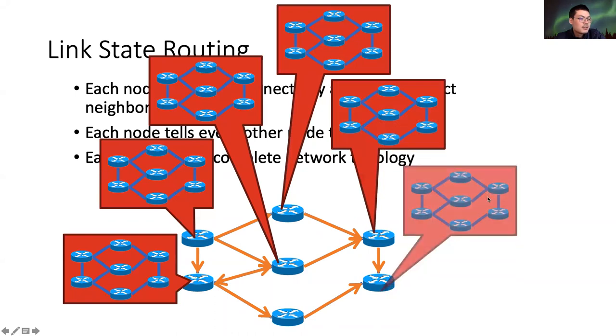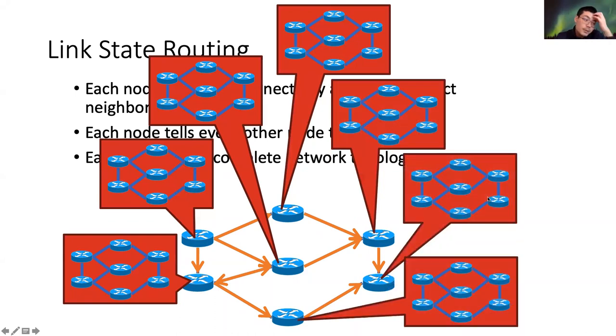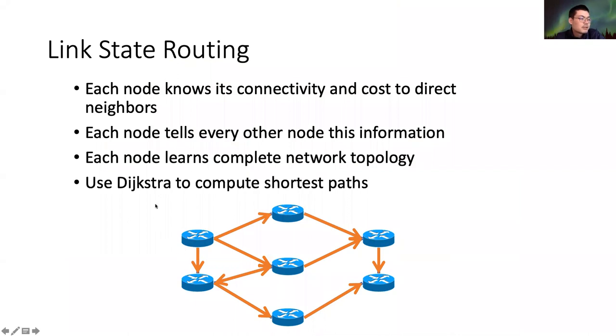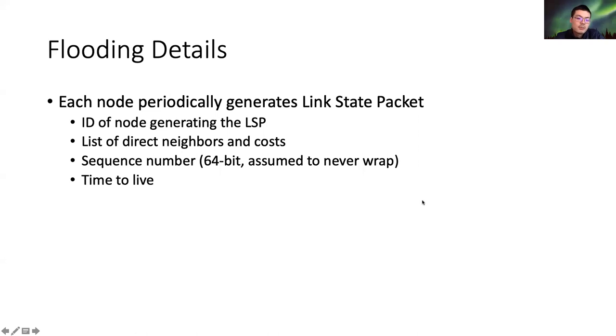So then at the end, everyone will have a snapshot of what's the cost on each edge. And then they can make the decision on the shortest path on their own, without having to keep communicating with the neighbors. So then you can use Dijkstra to compute the shortest path, because you are the single source, and you only care about how you send stuff to others.